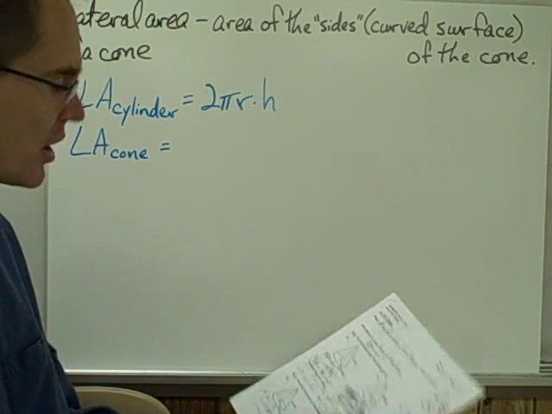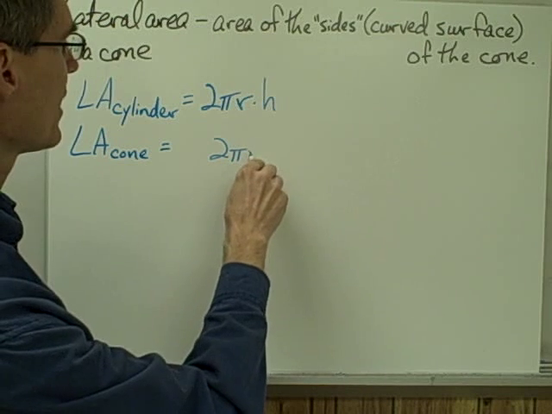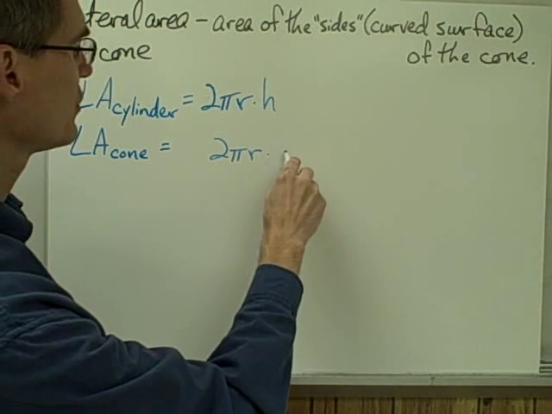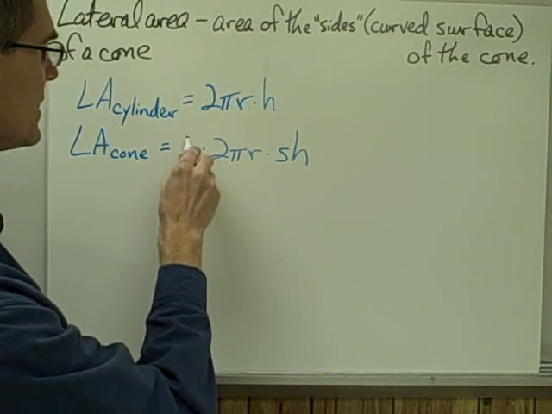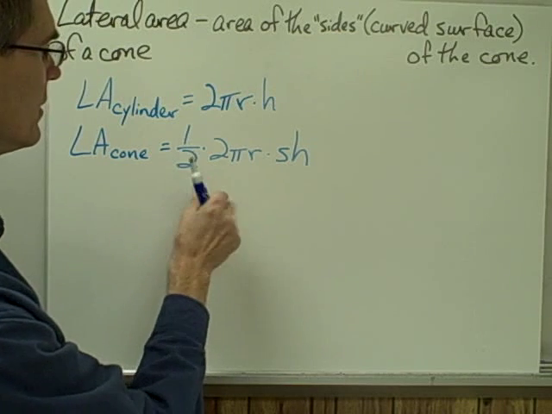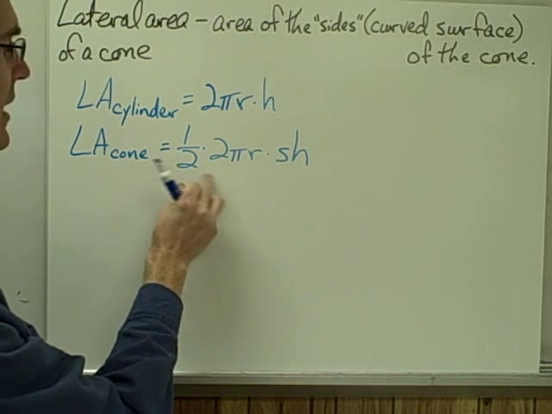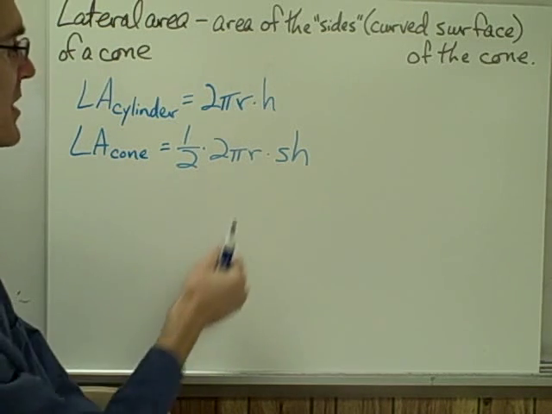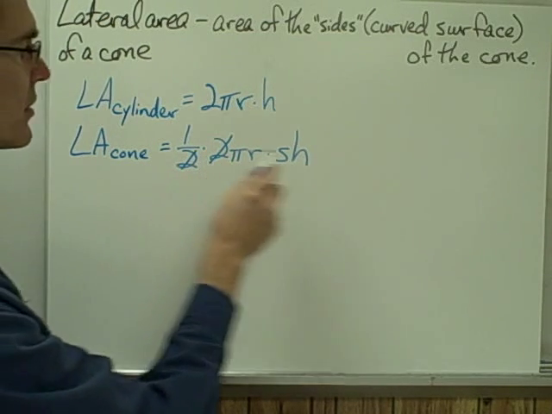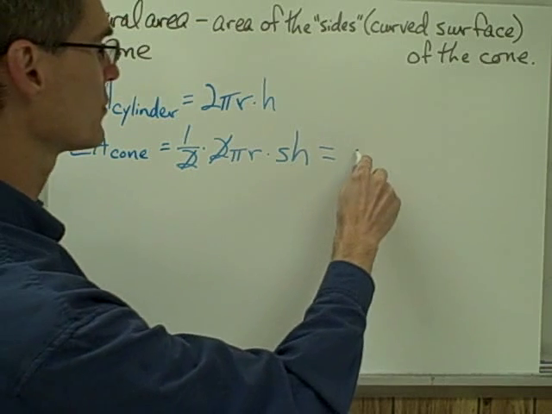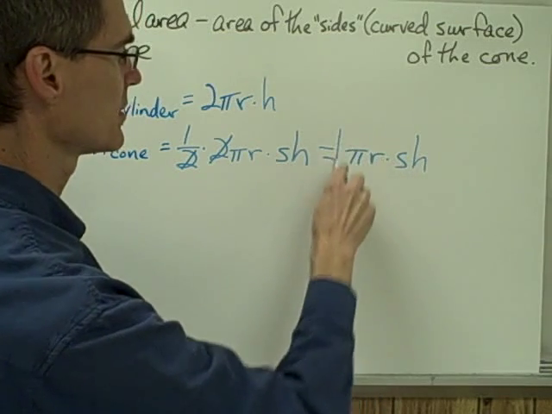Well, the lateral area of a cone is similar to this, except it's not actually 2 pi r times the height, it's 2 pi r times the slant height, and it's 1/2 of that value. So it's similar to 2 pi r times the height for a cylinder. It's 1/2 of 2 pi r times the slant height. Now if I multiply 1/2 times 2 pi r, these values are going to cancel, and my final formula is just going to be pi times r times the slant height.